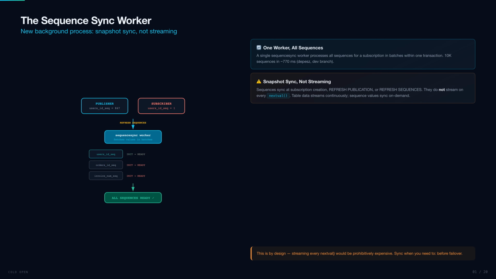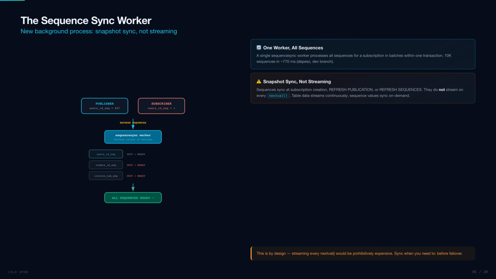Behind the scenes, PG19 adds a new background process, the sequence sync worker. When you create a subscription or call refresh sequences, sequences are flagged in init in pg_subscription_rel. A single sequence sync worker launches, fetches the current values and page LSNs from the publisher, updates the local sequences in batches within a single transaction, and marks each one ready. Key point: one worker handles all sequences. It batches them for efficiency. And it is not continuous, it runs at specific trigger points, then exits. This is snapshot sync, not streaming.